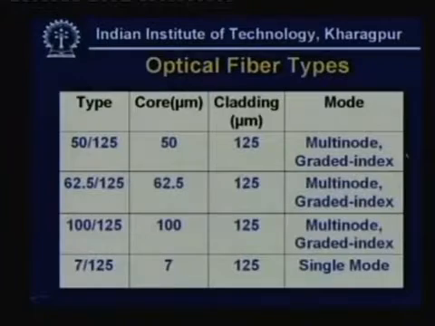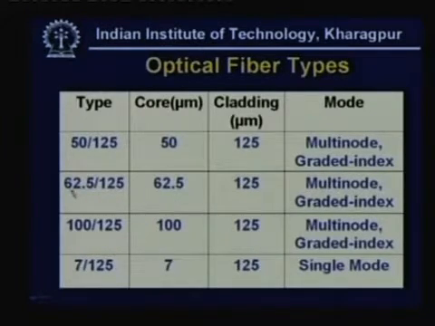So here are some of the different optical fiber types. Here it is designated by the core diameter by cladding diameter. So here is the core diameter 50 micron, cladding diameter 125 micron. So this is multi-mode graded index.